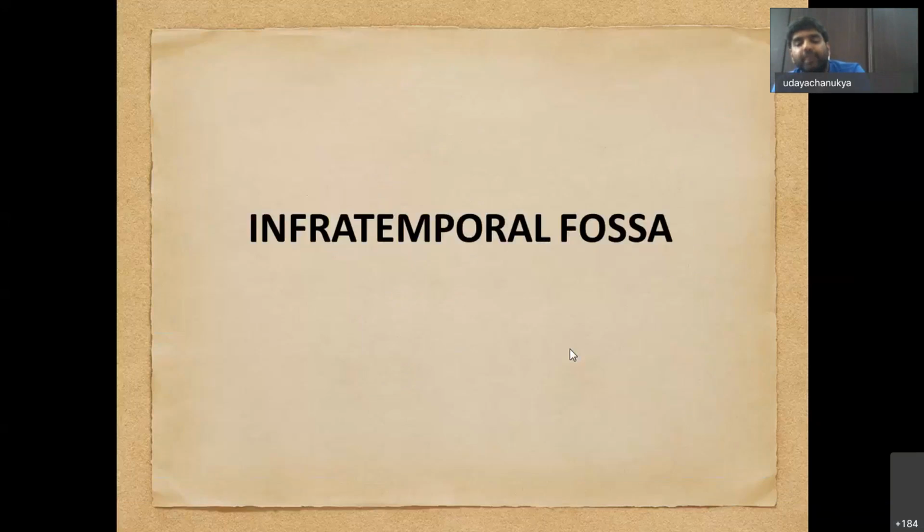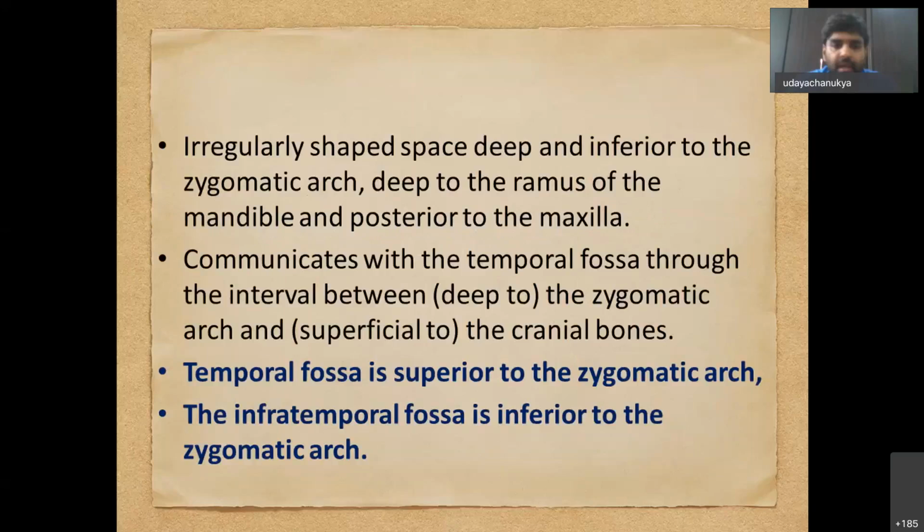Coming to the infratemporal fossa. Remember, anteriorly it is the posterior wall of maxilla, and behind the posterior wall of maxilla is the pterygopalatine fossa. The infratemporal fossa and pterygopalatine fossa communicate via the pterygomaxillary fissure.